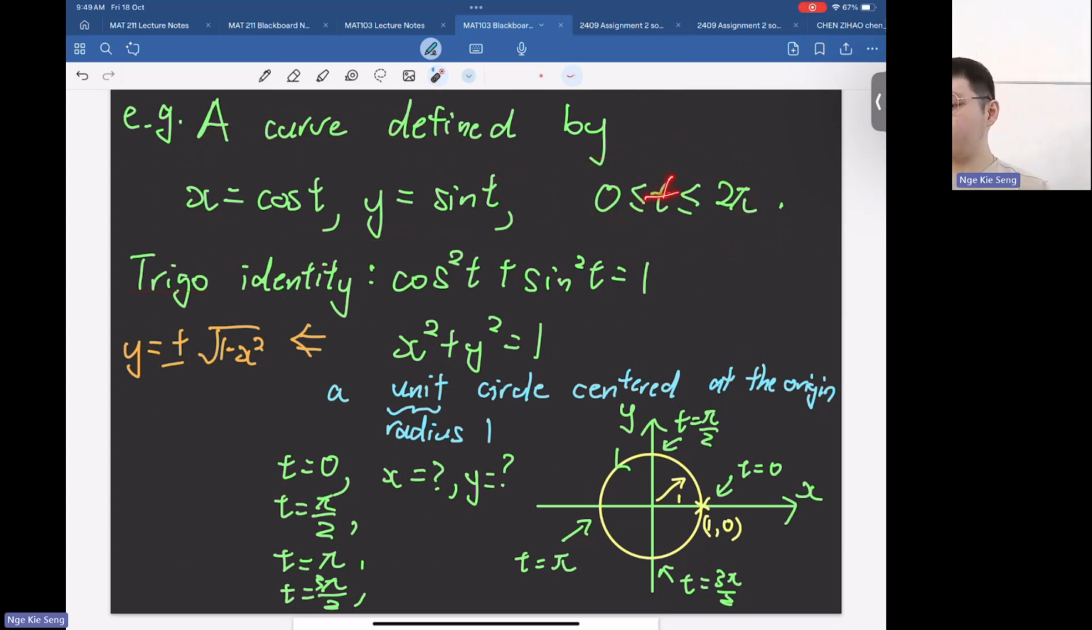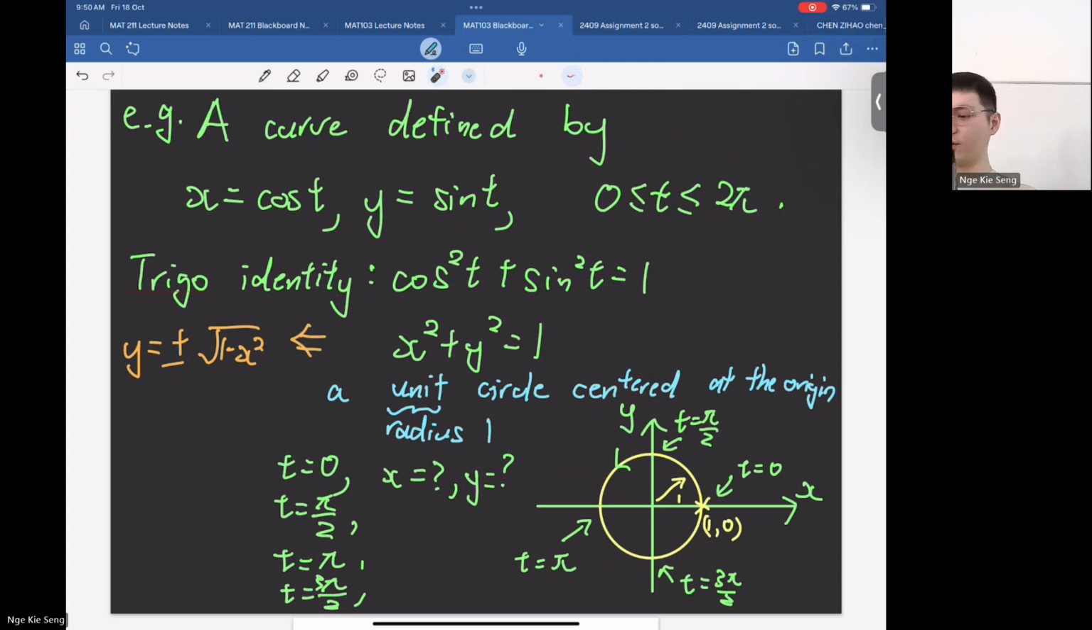Imagine if I change the endpoint of this t to, let's say, 3 pi, what happens? What happens if I do 0 to 3 pi? Meaning I loop around and then I go into the other half round. Does it make sense? If you don't believe, you can compute: what is it when t equals 3 pi? So when I increase or decrease the time, I will loop this curve a different number of times. Does it make sense?